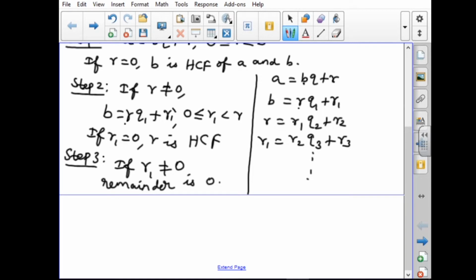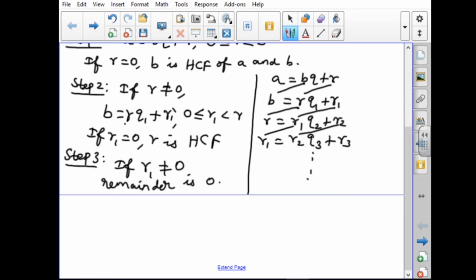Okay, you have to see here, the B will be coming here, the R will be coming here: R, R1, R1, R2. From the division lemma, A equals BQ plus R, that is the first step. The second step, the divisor will be coming here as the dividend, and the remainder will be coming here as the divisor. The third one, the second divisor will become the third dividend, and the remainder will be coming here as the divisor. Like that it will go on.